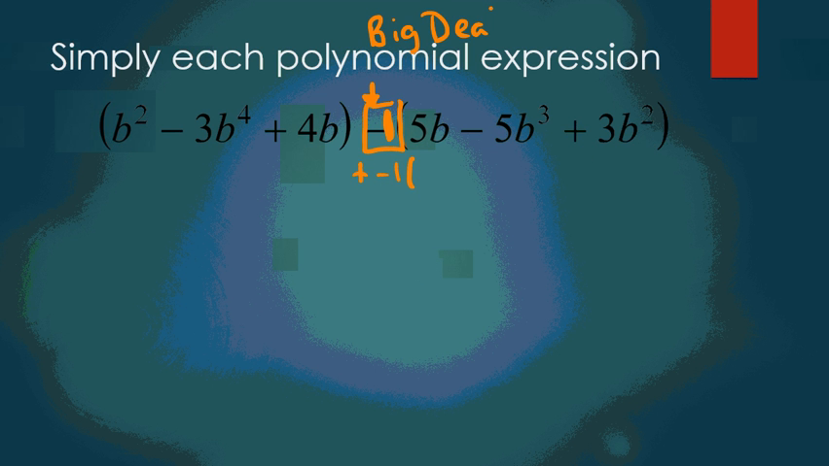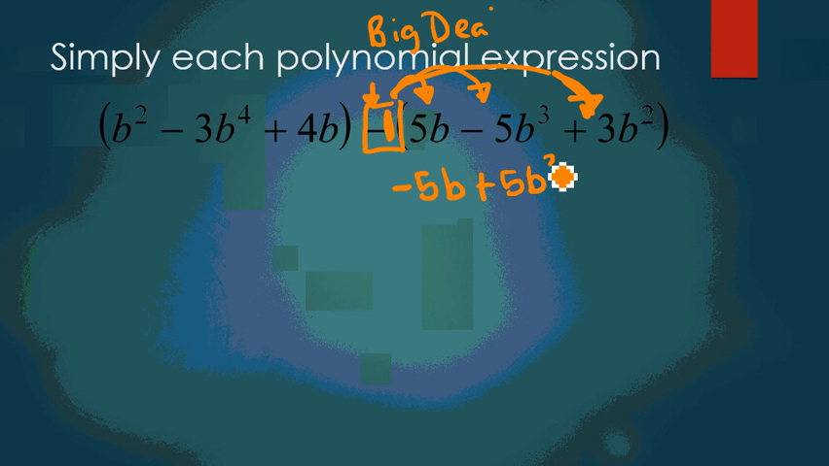So what we're going to do is treat that as a negative 1, and distribute it using the distributive property. So we have negative 1 times 5, which is negative 5b. Negative 1 times negative 5 is positive 5b cubed. And negative 1 times 3 is negative 3b squared.